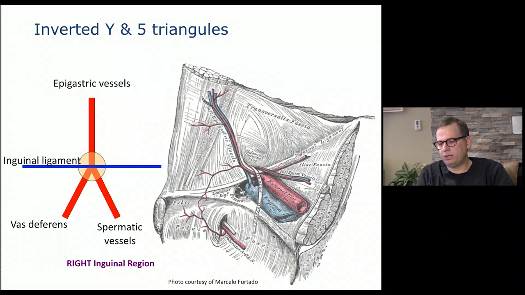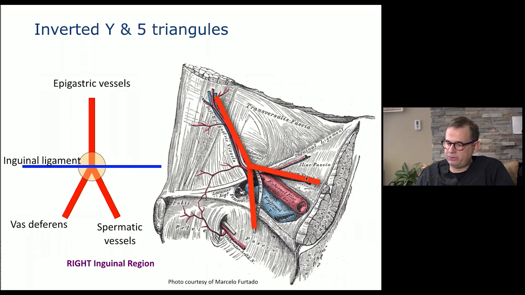So here we have a drawing of the posterior inguinal anatomy. This is a right region, and I want you to see the epigastric vessels, the vas deferens, and the spermatic vessels. That creates a shape that is an inverted Y, or a Mercedes-Benz sign, or however you want to call it. But you have to have this in your mind: the inverted Y shape of the epigastric vessels, the vas deferens medially, and the spermatic vessels laterally. That is the image that you need to have in your mind.